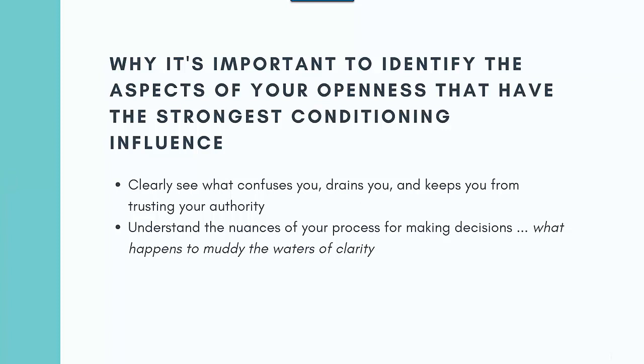You can actually look on your chart and know where you can begin to study the nuances of the way that you take in and filter outside energy so that you have a deeper understanding of your process for making decisions. And that deeper understanding comes through the understanding of those nuances, of understanding what happens that muddies the waters of your clarity. What specifically is happening? Where are your go-to spots where things get muddied up and you can't really feel what's going on in your authority very easily?